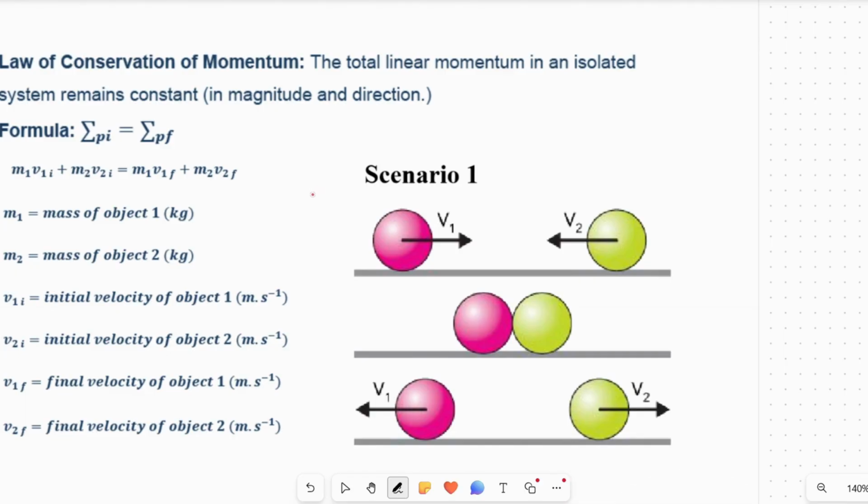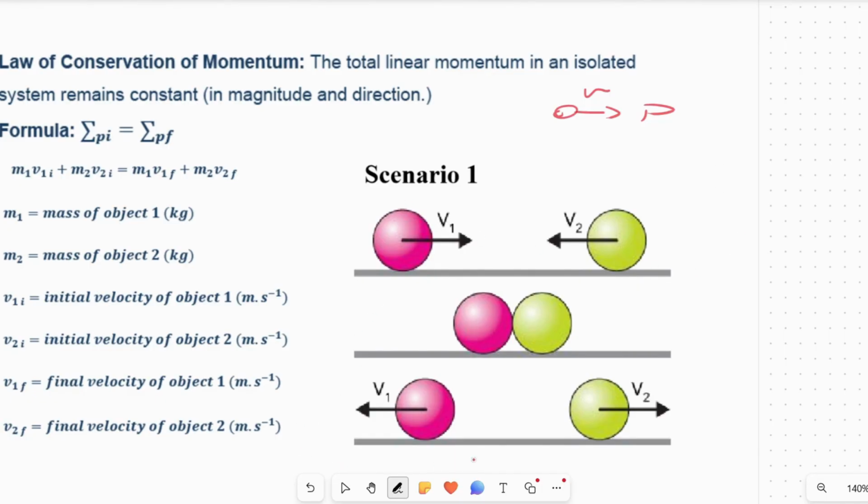So remember, in part 1 we explained that whenever an object is moving, it has momentum. As long as there is a velocity on that object, it has momentum. So that is what we have discussed: the amount of motion on an object. That is what momentum is all about.